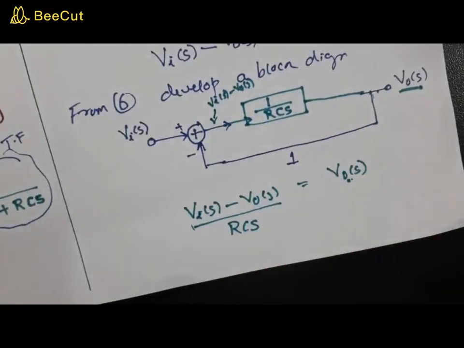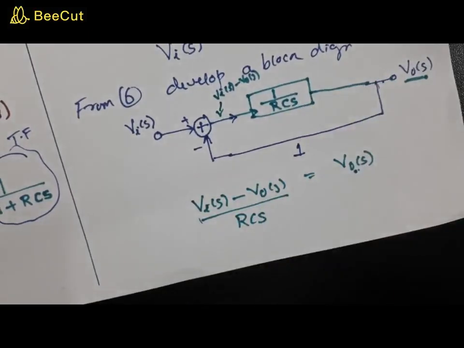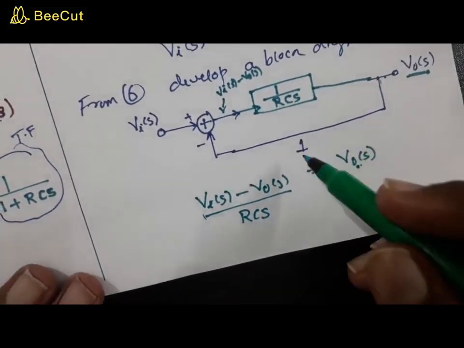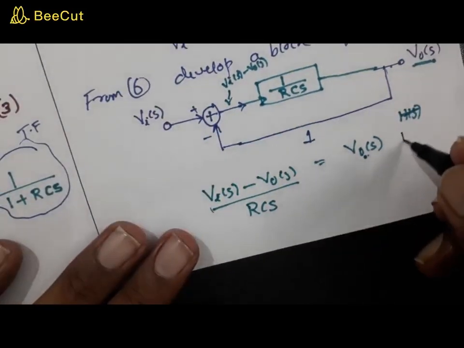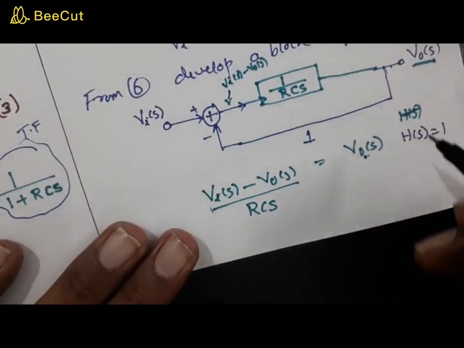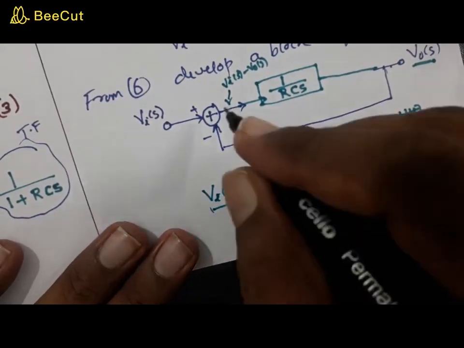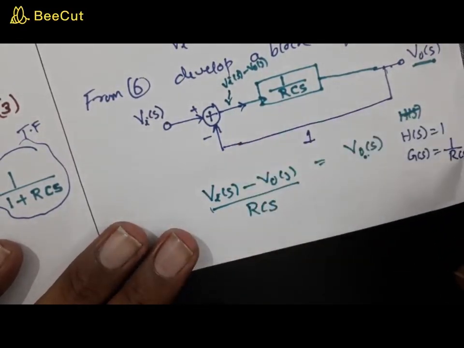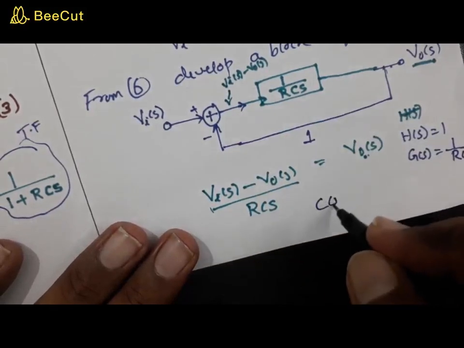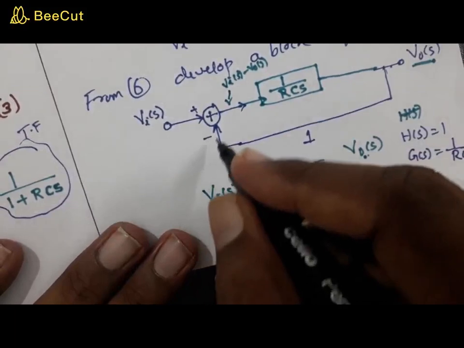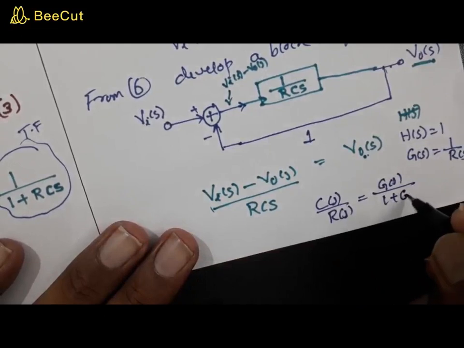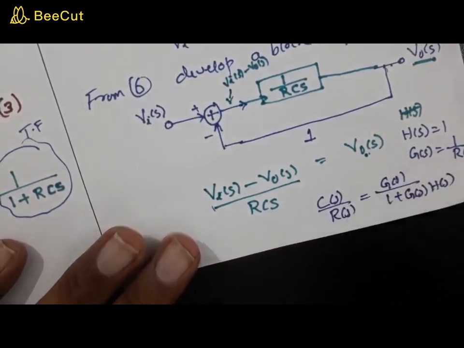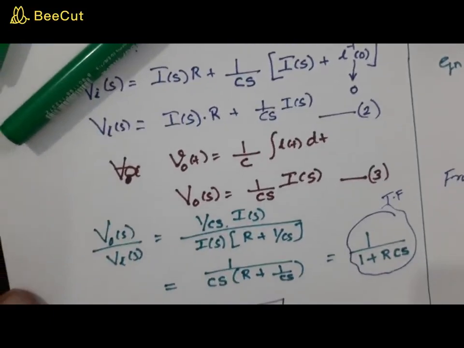So now you judge, is it an open loop system or a closed loop system? This is a closed loop system. And what is the specialty of the closed loop system? What is the H of s here? H of s here is equal to 1, right? What is G of s here? That is the forward path gain. It is 1 by RCS. Now use your equation, C of s by R of s. What is that? And this is a negative feedback system. That is G of s by 1 plus G of s H of s. Just substitute, and you are going to arrive at this answer, right?